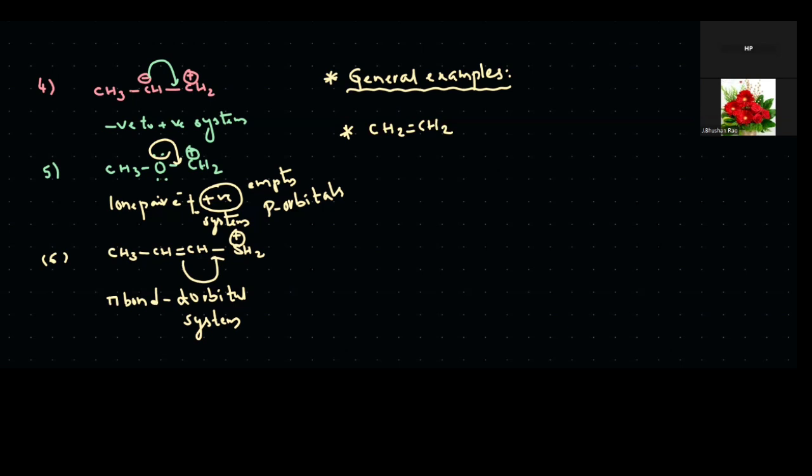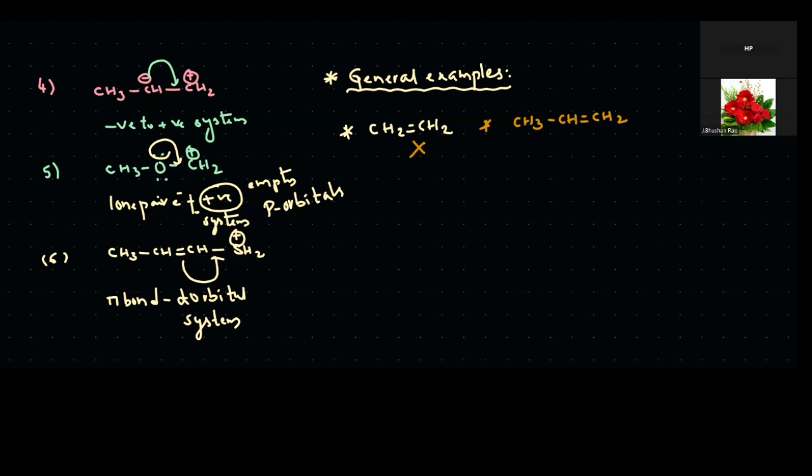Next, another one: CH3 CH double bond CH2 is given. In this case there is no delocalization of a lone pair of electrons, a negative charge, or a pi bond. Only one pi bond is present. Here also, the mesomeric effect is not possible.